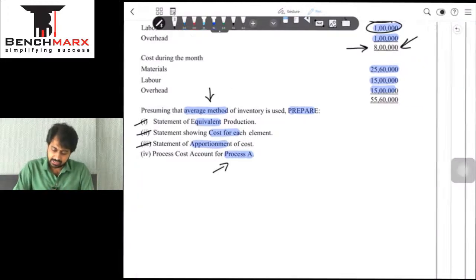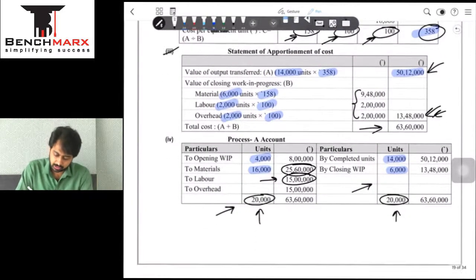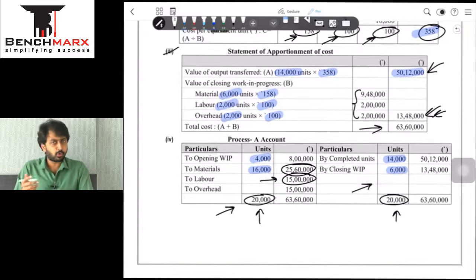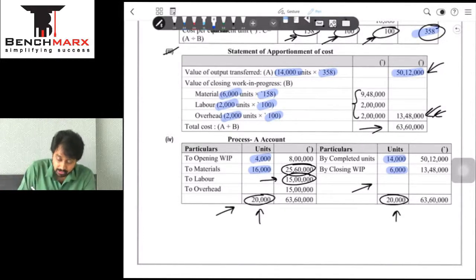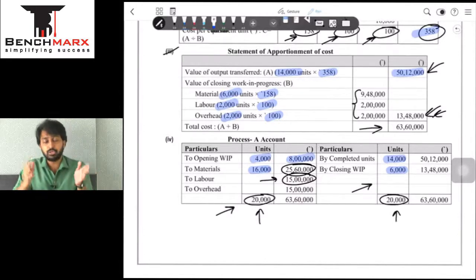नंबर्स अपने पास सारे है ही, तो what I simply do is make a process account and fill up all the rupees content as well. As I said, 8 lakhs was given as a total. Do not take only DM, DL or overheads content. Here I am doing a process account, तो मेरा पूरा opening WIP का total value will come here. So 8 lakhs will come.